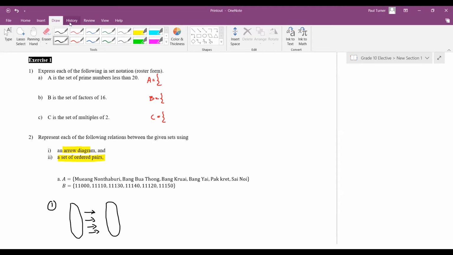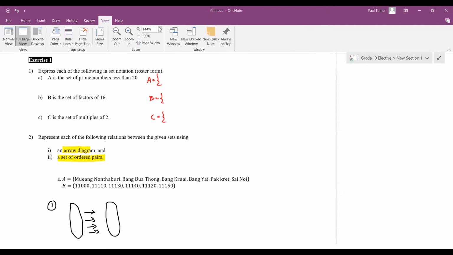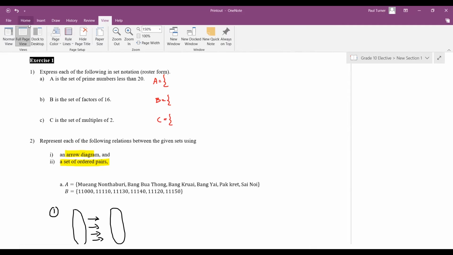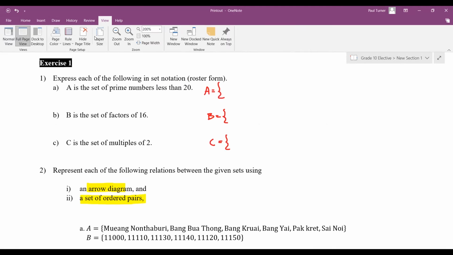So let's look at the questions. Let's make this a bit bigger again. You need to get this file from the line group if you haven't got it. Otherwise, it's going to be a hassle to write everything in a notebook, which you can do, but you're better off getting this file and printing it.